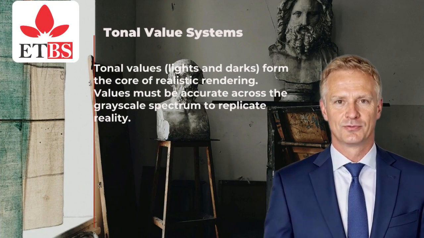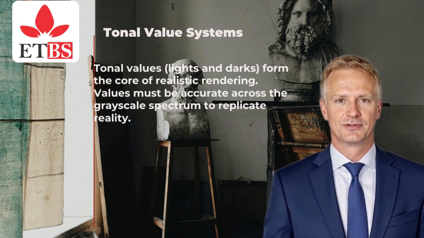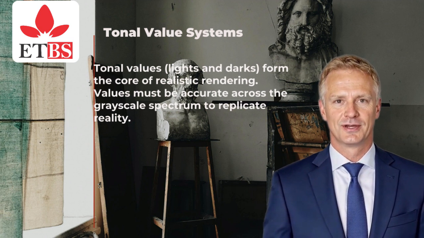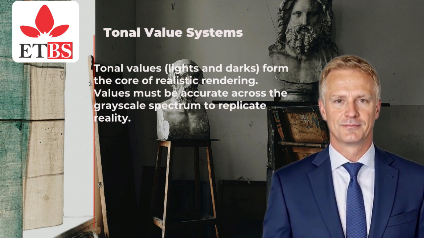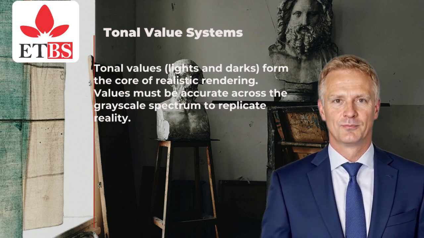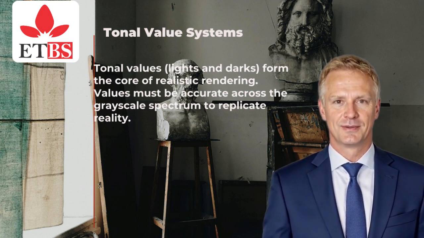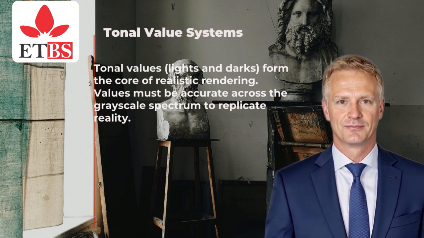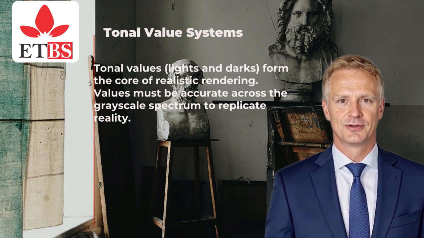3. Tonal value systems. Tonal values, lights and darks, form the core of realistic rendering. Values must be accurate across the grayscale spectrum to replicate reality. Value scale: 0, black, to 10, white, or a 9-step range. Artists use value mapping before adding color. Tonal contrast can be more powerful than color contrast in realism.